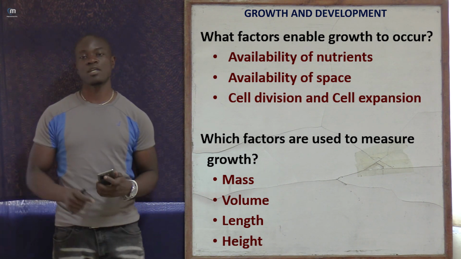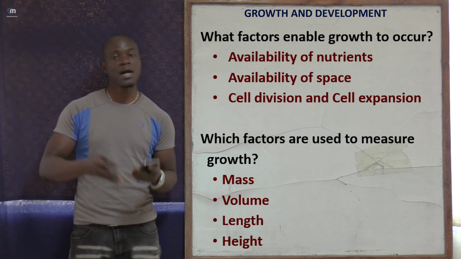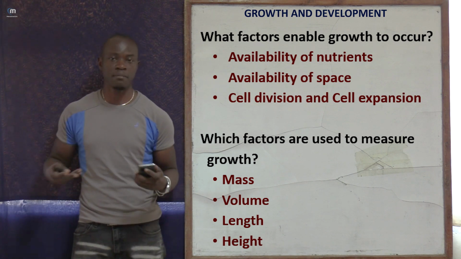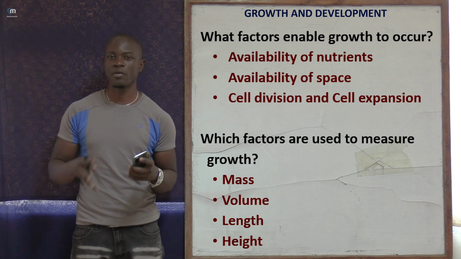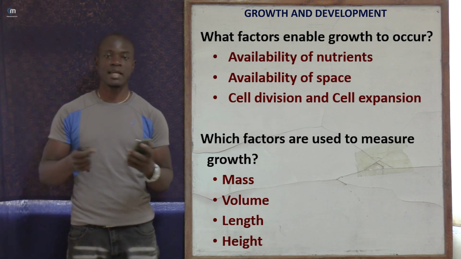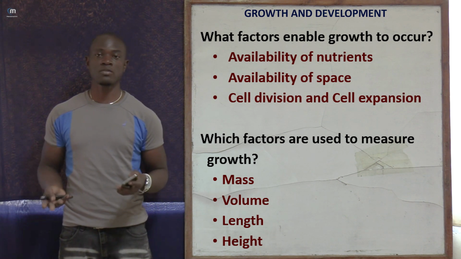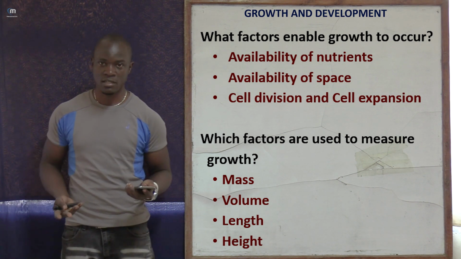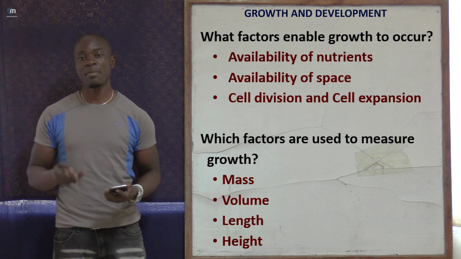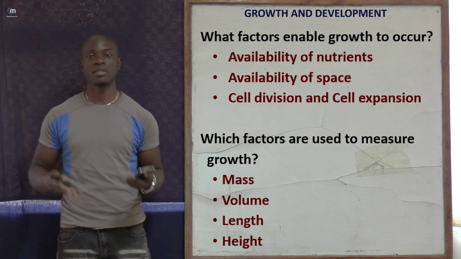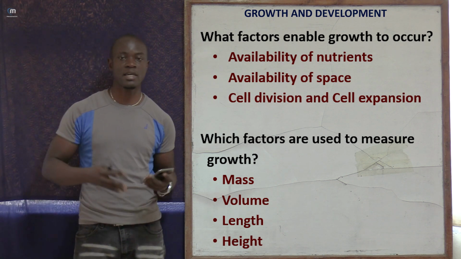The first factor which is used to measure growth is mass. You can measure the mass of the organism before and after in order to know that growth has taken place. Apart from mass, we can talk about the volume, by looking at the volume of the organism before and after. You can also measure the length. Today this organism was measuring 1 centimeter. In the following week, this organism is measuring about 7 centimeters. So if you consider the length, this can also be used to measure growth. Apart from that, you can't talk about the length if you have not mentioned the height. So you can also check the height of the organism in order to determine that growth has taken place.